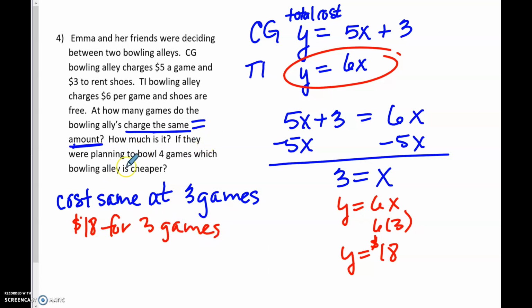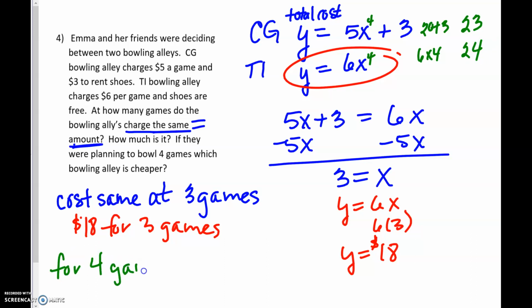All right, if they were planning to bowl 4 games, which place is going to be cheaper? Okay, 4 games. So plug a 4 in here and a 4 in here. So 5 times 4 is 20, plus 3 is going to be $23. And then 6 times 4 is 24. So for 4 games, Cottage Grove is cheaper.